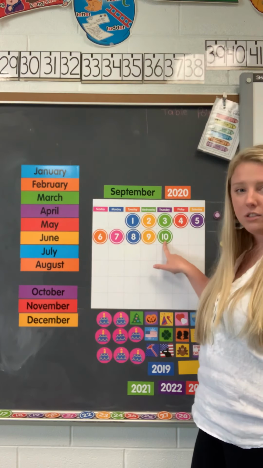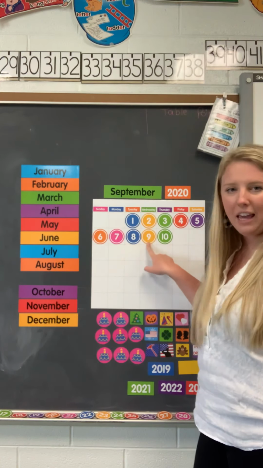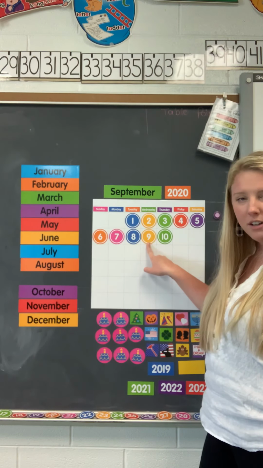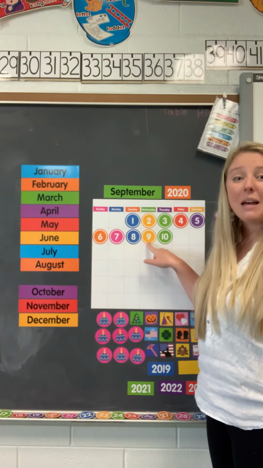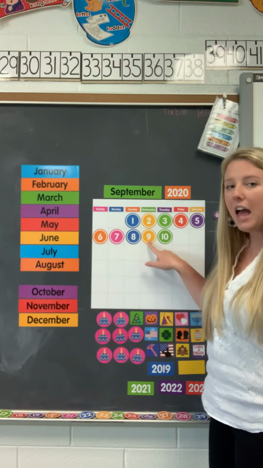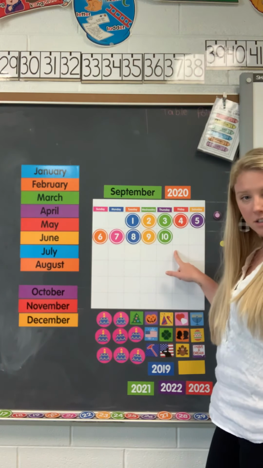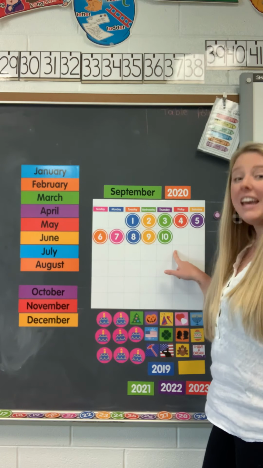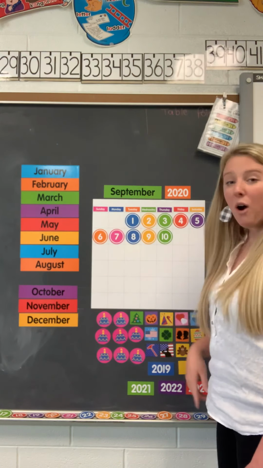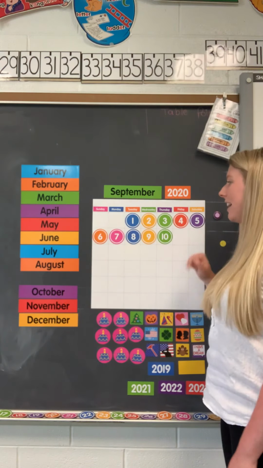Now, if today's September the 10th, who can tell me? Let's go backwards. What was yesterday? What's that yellow number? Yesterday was September the 9th. So we have 9, 10. What's going to come next? 9, 10, 11. Tomorrow is going to be September the 11th.